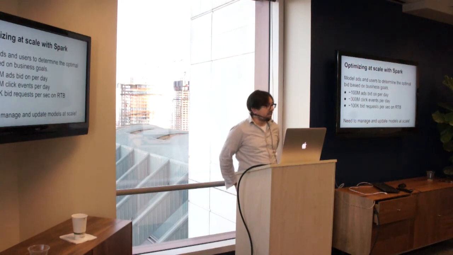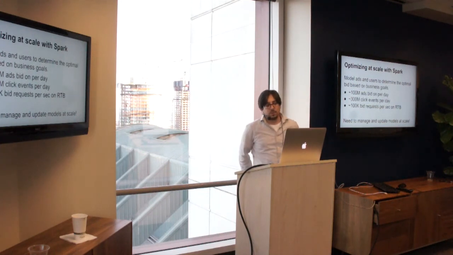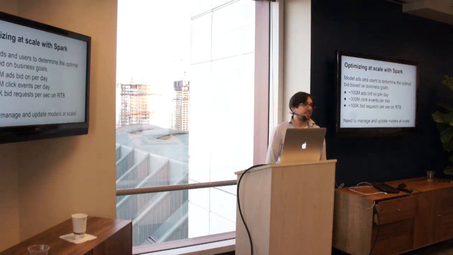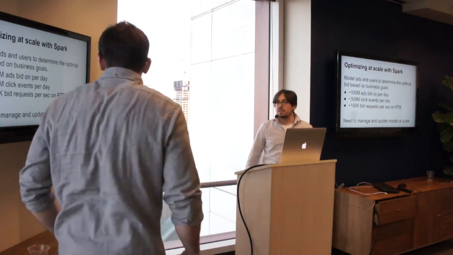Just to give you an idea about the scale, we bid on about 100 million ads every day. We have about 300 million click events per day that we want to use to influence how we bid. And now we've just hit a new milestone with our real-time bidding, where we get 100,000 bid requests per second. For those bid requests, within 100 milliseconds we have to evaluate how much we want to pay and then let the ad server know if we want to bid on the ad or not. So the key here is how we manage and update models at scale. And with that, I'd like to turn it over to Daniel, and he'll tell us about Velox.